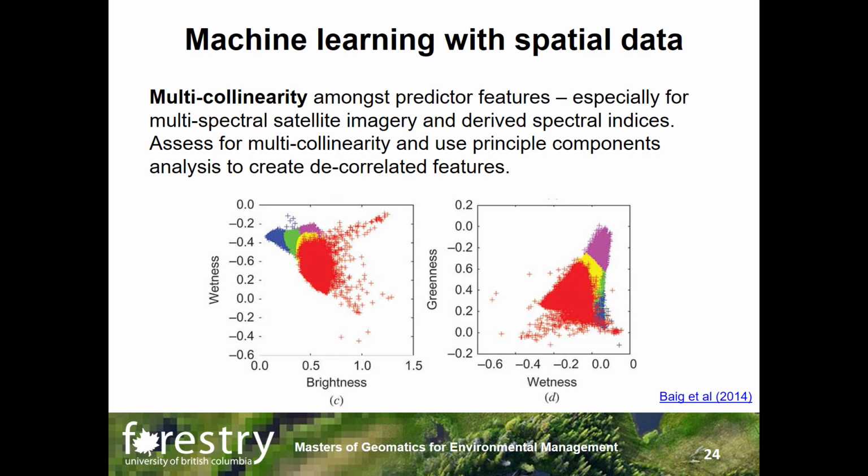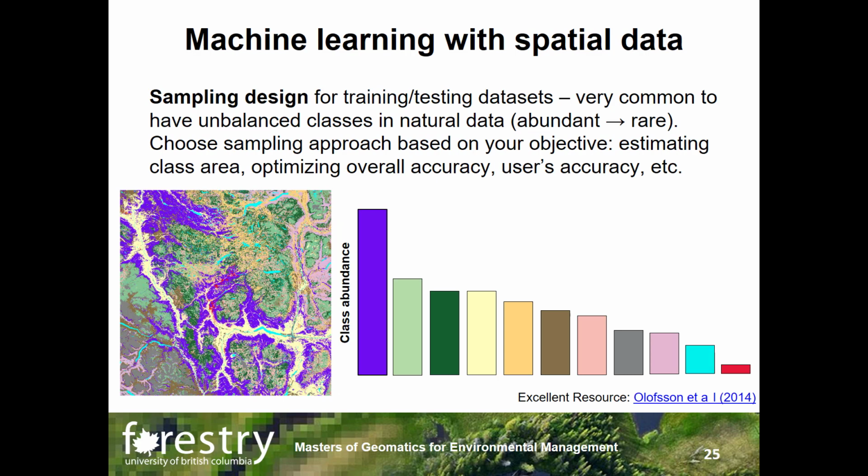Finally, the last consideration I will leave you with is the issue of unbalanced class labels in the training data. It is very common to observe unbalanced classes in natural data. In other words, we might have one very abundant class and several very rare classes. This is usually true for both the real world that you're trying to model, as well as the output that you will generate from your model.